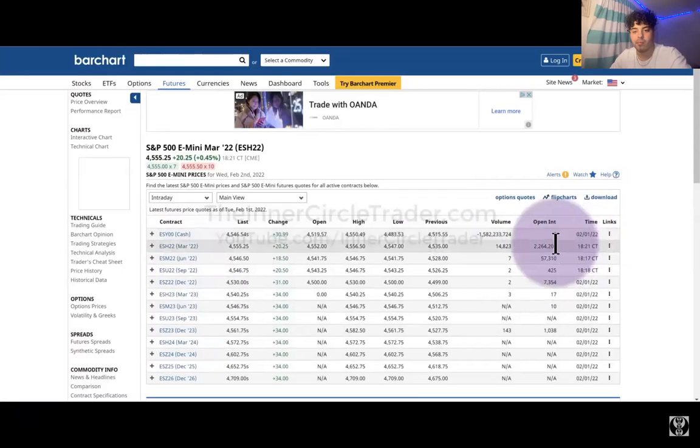But usually around the first or second day of the week prior to expiration, I start monitoring open interest. And I want to be in the month that has the larger open interest number. Notice that the June contract only has 57,310 contracts of open interest. Right now, the front month or nearby contract of March 2022 has open interest of 2.2 million. So this is the larger liquidity base contract month. So I'm going to be trading this month.